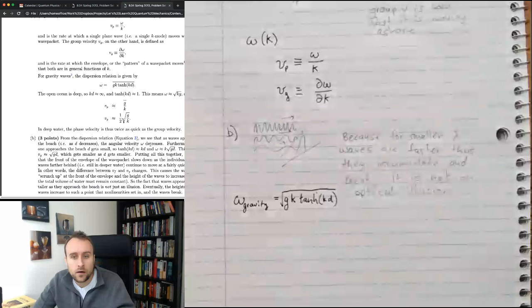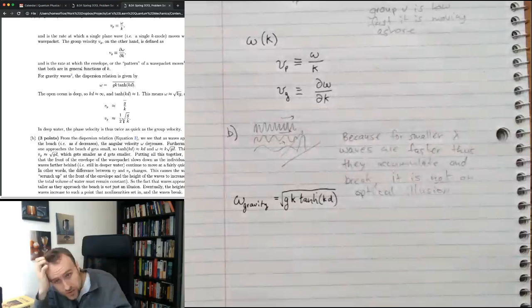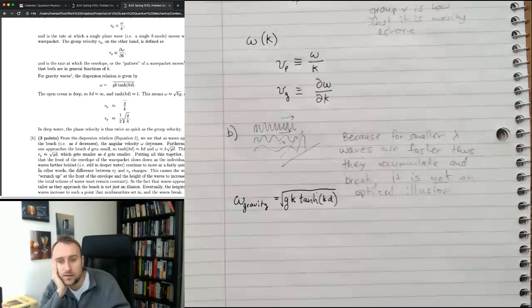All right, for the dispersion relation, furthermore, as one approaches the beach as d gets small, so that the hyperbolic tan of kd is equal to roughly kd, this omega is equal to k square d. This gets smaller as d gets smaller.